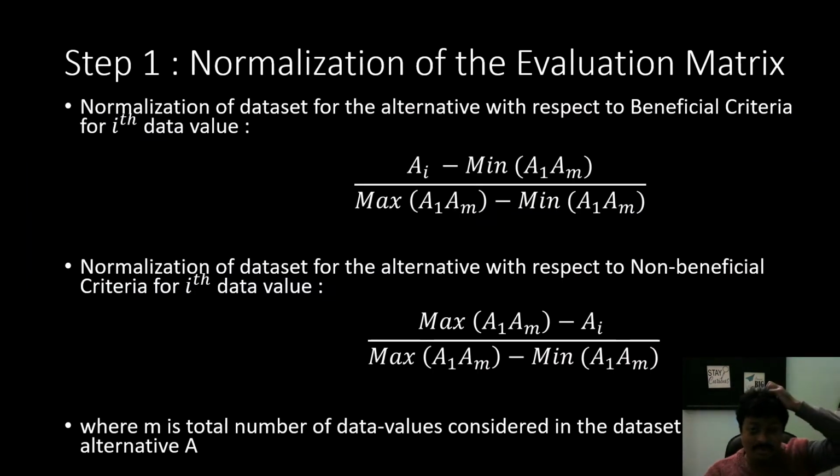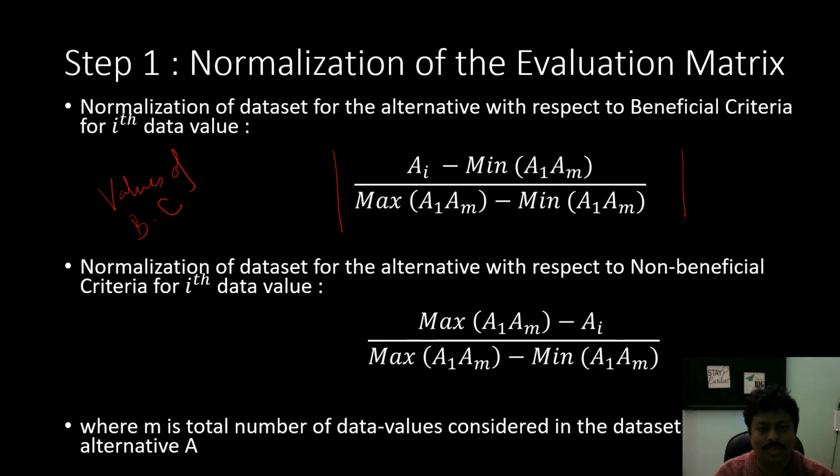So the first step is to normalize the values in the evaluation matrix, the earlier matrix, and the normalization is done following the feature normalization method. Here, the values of the beneficial criteria are normalized by this formula: the value minus the minimum value among the set of values of the alternatives for the beneficial criteria, divided by the maximum minus the minimum.